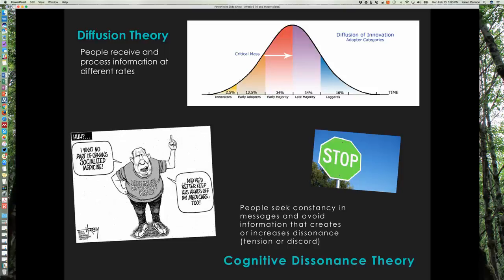Here's another example of cognitive dissonance. This is a political cartoon from a few years ago about the idea that people don't want socialized medicine, and yet Medicare is a little bit of socialized medicine. People don't want something of President Obama's, but they do want this idea of socialized medicine. I think this was back during the Affordable Care Act debate. So there are two ideas that people think are mutually exclusive.